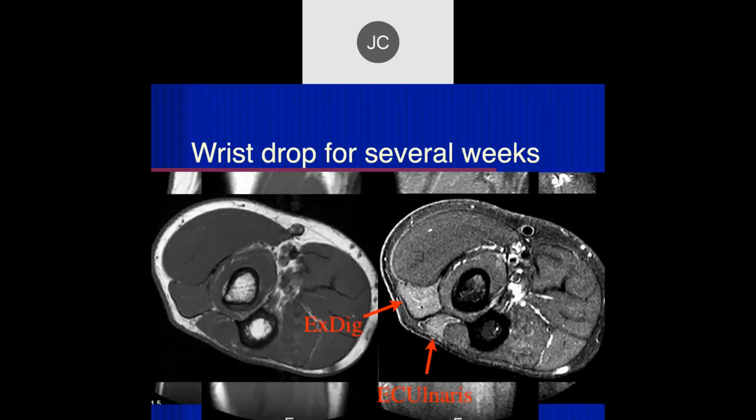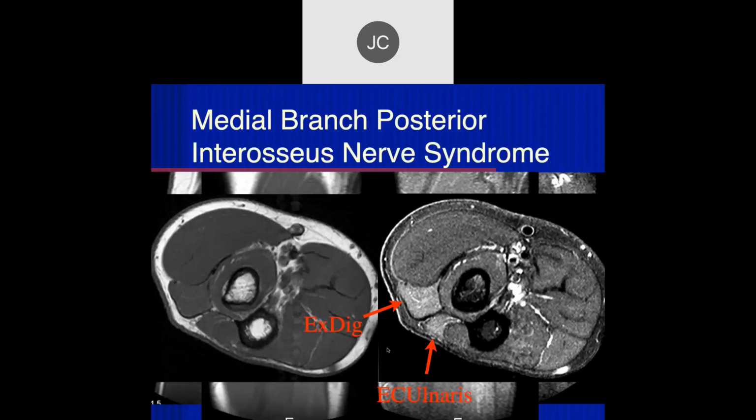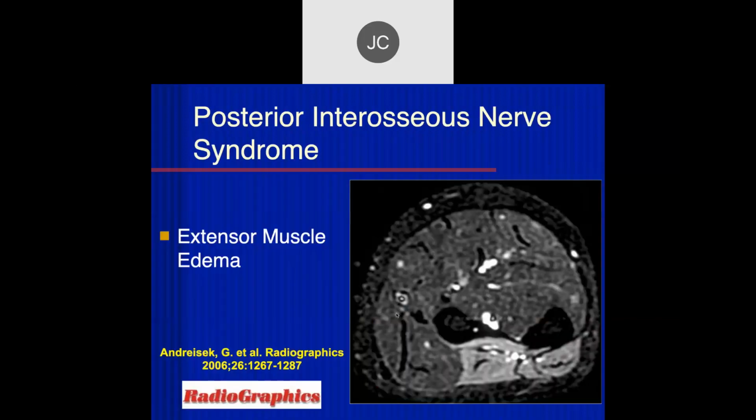And one is the extensor digitorum, the other is the extensor carpi ulnaris tendon, posteriorly here. And that's got the medial branch of the posterior interosseous nerve. So this is, again, part of the syndrome. And this is just from the literature showing the typical edema you can get in the extensor tendons involved with the compression of the posterior interosseous nerve.